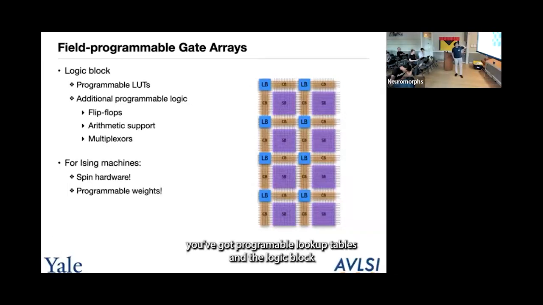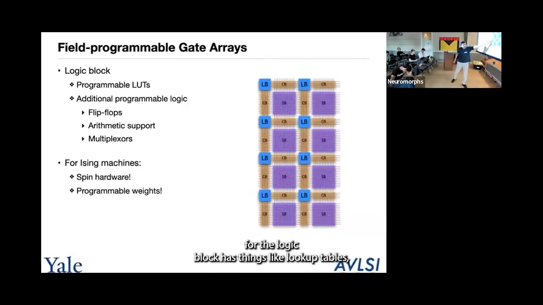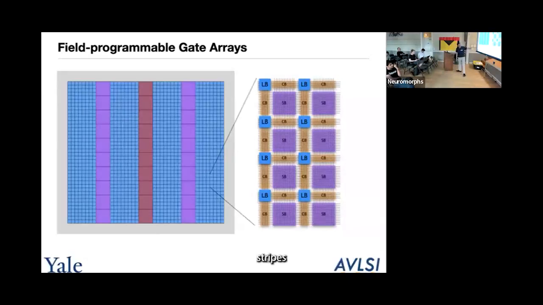You've got programmable lookup tables in the logic block. So the logic block has things like lookup tables, flip-flops, carry chains, adders. And then I had these little stripes. I'm not really going to get into these stripes here. Usually you have stripes that have SRAM blocks and DSP blocks and things like that. Now the DSP blocks have been morphing into AI blocks. Anyway, so usually.